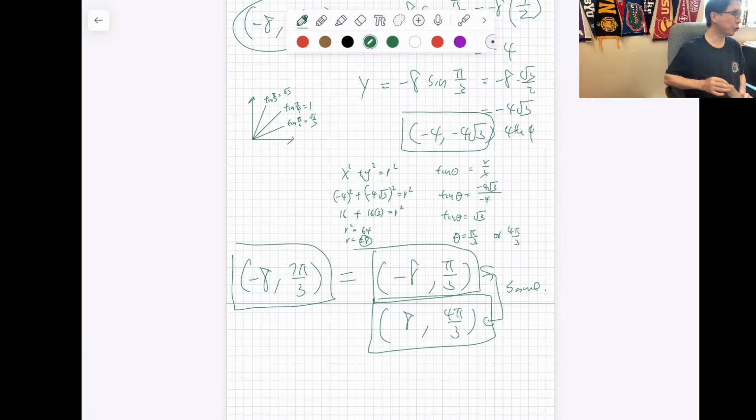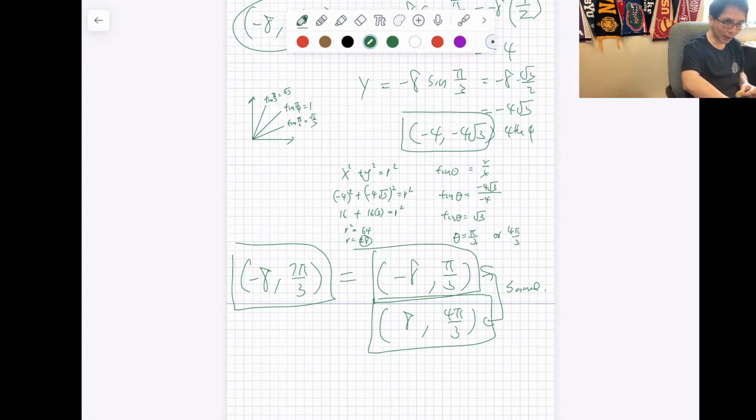So the trick is, if you want to add pi, then you change the r to negative. If you add 2 pi, then you stay positive. Does that make sense? I'm going to say that again. If you want the same coordinate, I can add 2 pi and r stays the same, positive. Or I can add pi, which is a 180-degree rotation, and change r to negative. Then it gives you the same coordinate representation as everything else.